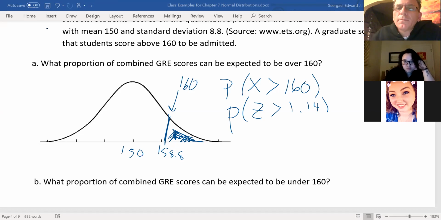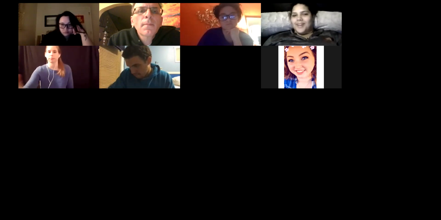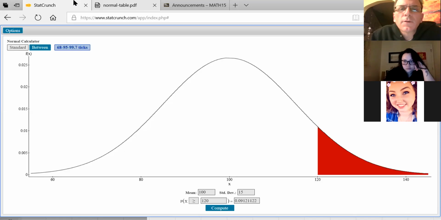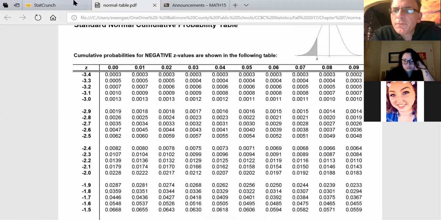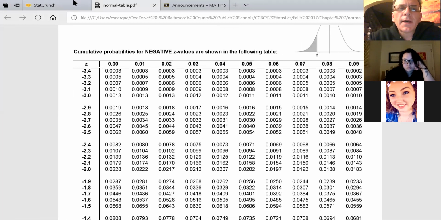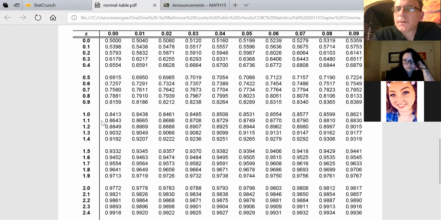Cool? So if you're using your table, you're going to go to your Z-score and try to find the table at 1.14. I'm going to try to show you that real quick. Be patient with me. And then I'll also show you using StatCrunch. So can everybody see my normal table? This looks like what your table is in table 5, which is in the back of your book. Notice again, half the pages has negative Z-scores. So you can see all along the left there, there's negative Z-scores. And then the other half of the page will be your positive Z-scores.